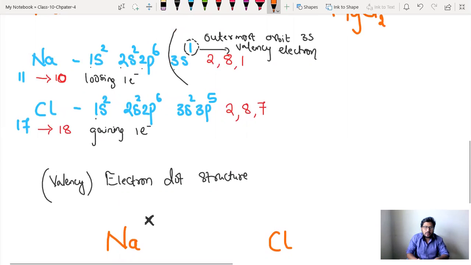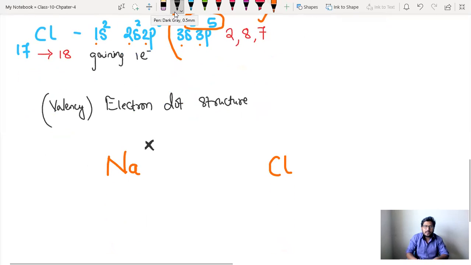Now again, coming to chlorine, what is the highest number of orbit? First orbit, second orbit, third orbit. So this must be the outermost orbit. In the outermost orbit, how many electrons are there? 2 plus 5, 7. Now we have to represent 7. How to represent? 1, 2, 3, 4, 5, 6, 7.